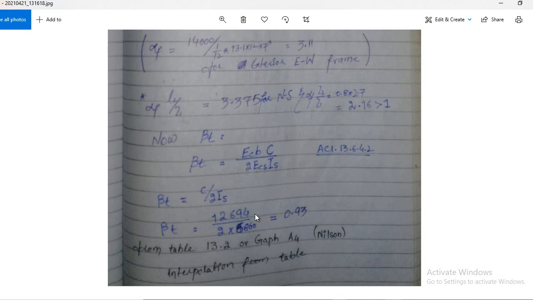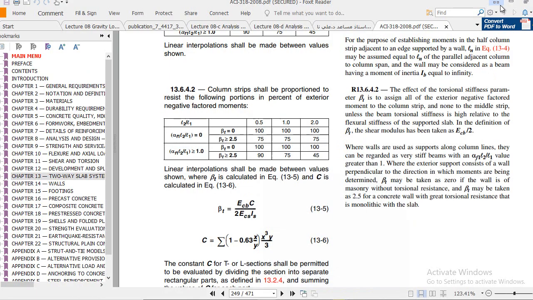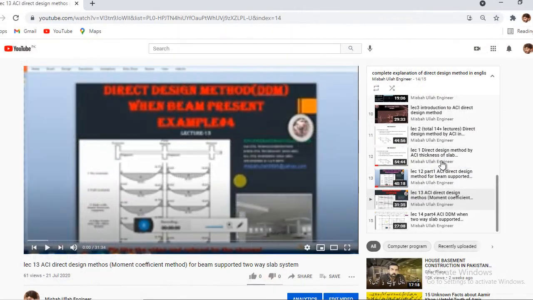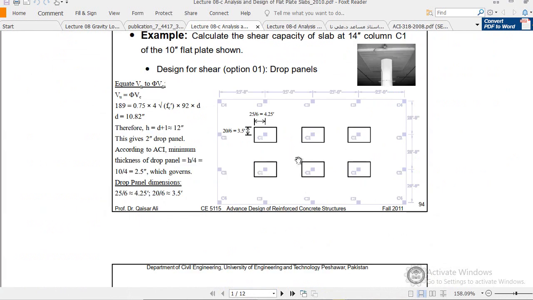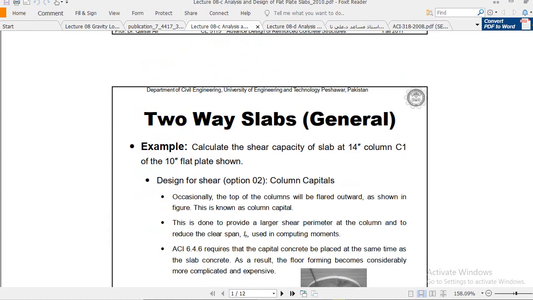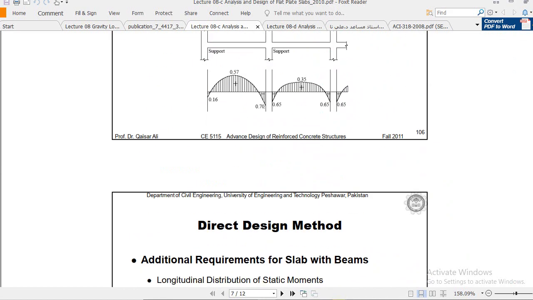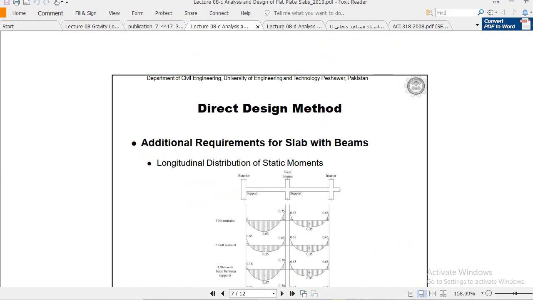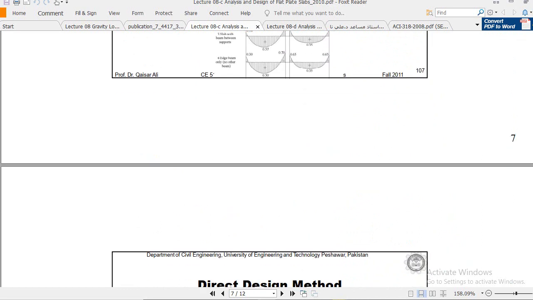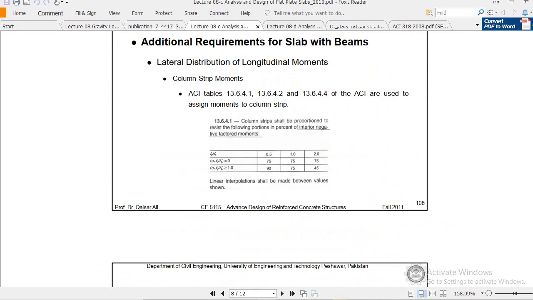Okay, now we have to use graph A4. Now where is graph A4? Remember, in those lectures, if you watch these videos, I thoroughly explain these concepts. You see this lecture, at the end of this lecture this method basically starts over here. You see here these coefficients, the DDM method coefficients, and these tables.